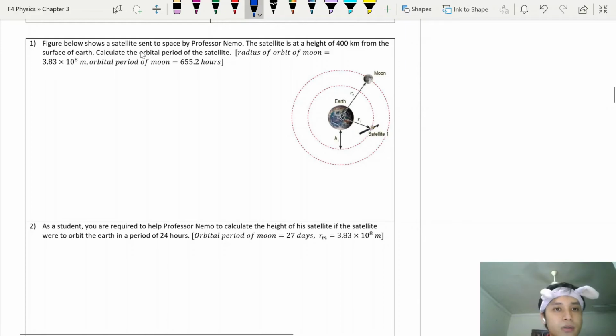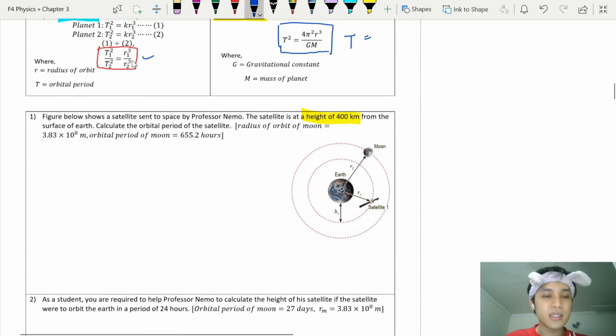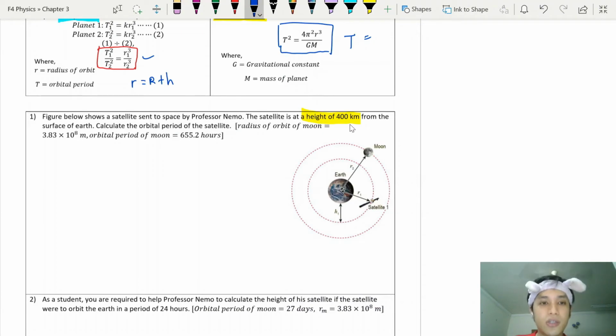Okay, so Professor Nemo, that's me. The satellite is at a height of 400 kilometers. Now remember, when involving a distance between two objects, r can equal the radius of Earth plus height, or radius of the planet plus the height. Since they already give me the keyword here, height, meaning I need to change this one from the surface of Earth.